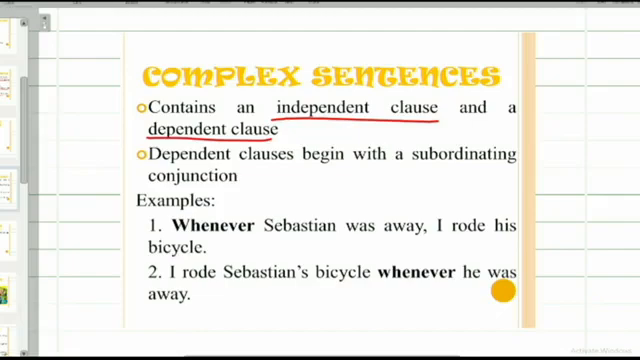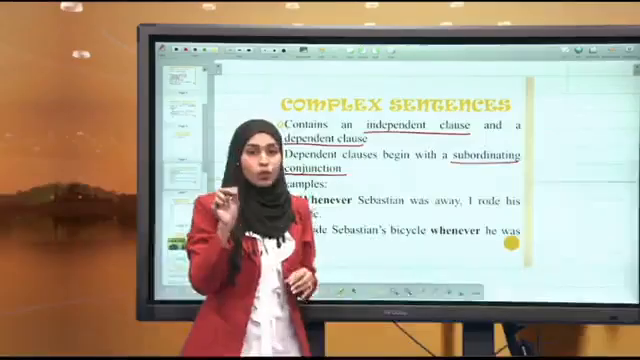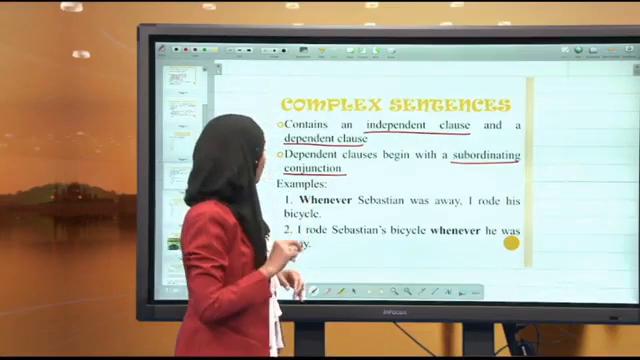Now, it's a lot to remember. So compound had coordinating conjunctions. Now, complex sentences have subordinating conjunctions. So you need to know the difference between your coordinating and subordinating. So that's a point to note. That's something for you to write. So I hope you are writing that so far.